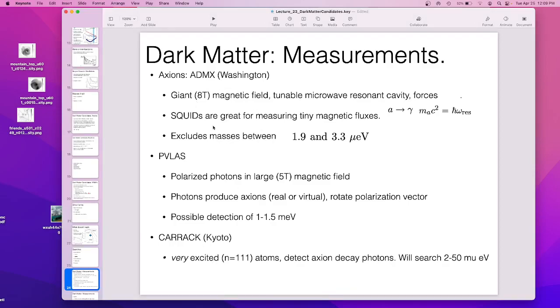So here are three, and actually this slide's kind of out of date now, because that's a running theme with my slides. It's a running theme with astrophysics. So there's one called ADMX that's in Washington, and one called PVLAS, which I think is in Europe, and CAST, which is in Japan.